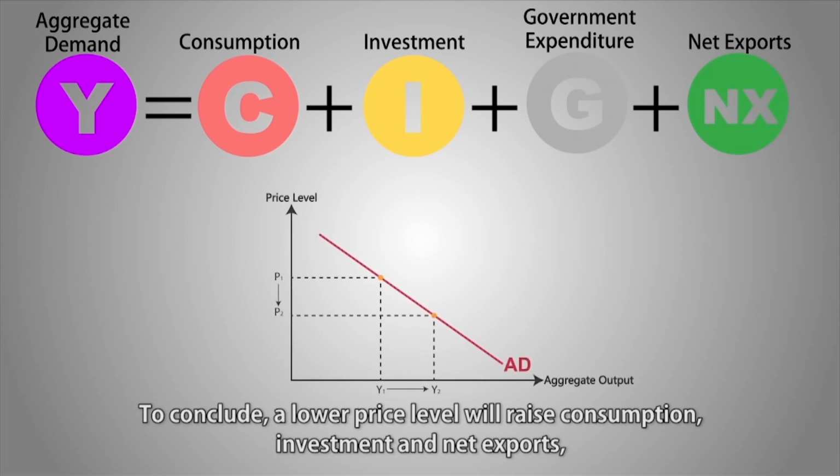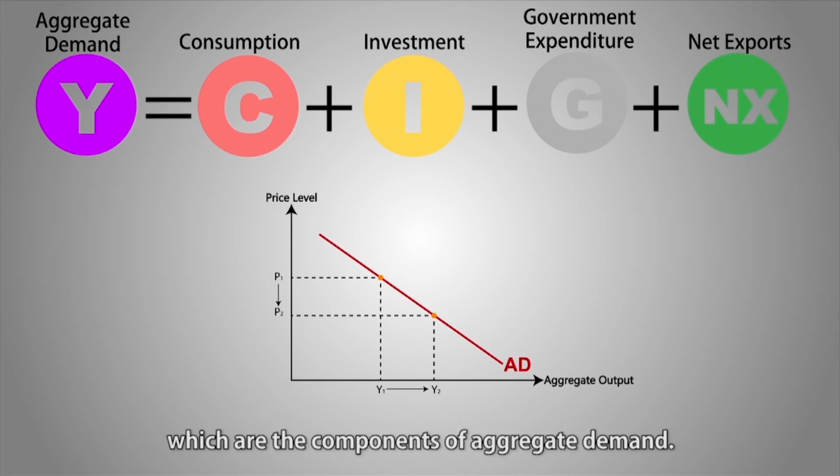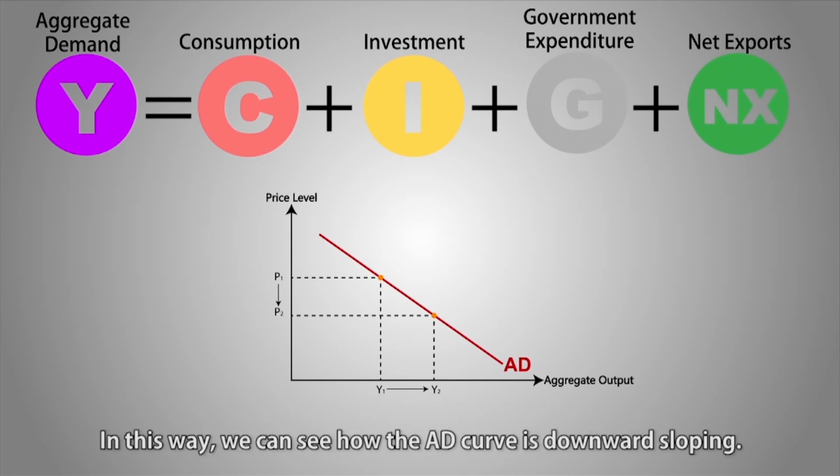To conclude, a lower price level will raise consumption, investment, and net exports, which are the components of aggregate demand. In this way, we can see how the AD curve is downward sloping.